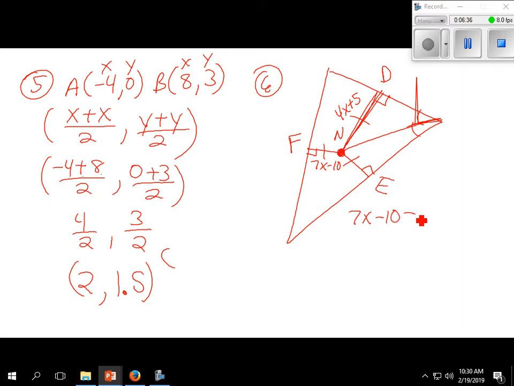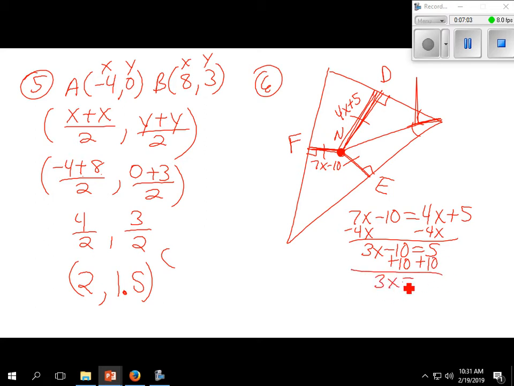So 7x minus 10 has to equal 4x plus 5. Again, the theorem says the incenter of a triangle has to be the same distance from all three sides of the triangle. We solve that, subtract 4x on both sides, you end up with 3x minus 10 equals 5, add 10 to both sides, you end up with 3x equals 15, divide both sides by 3, end up with x equals 5. They ask us to find the length of segment NE.